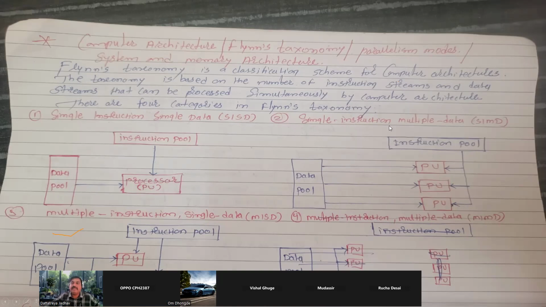Second is single instruction, multiple data, that is SIMD. So there is only one instruction, but the data is different. Suppose we take one example.